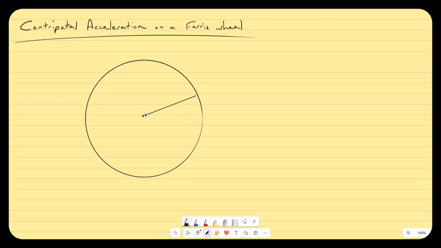and it's got a radius of, let's go 20 meters. That's a pretty decent sized Ferris wheel. I'm going to say here is my Ferris wheel car, and this thing goes around this way. We can say maybe this makes one rotation in 2 minutes. I would like to find my apparent weight at the top and at the bottom.